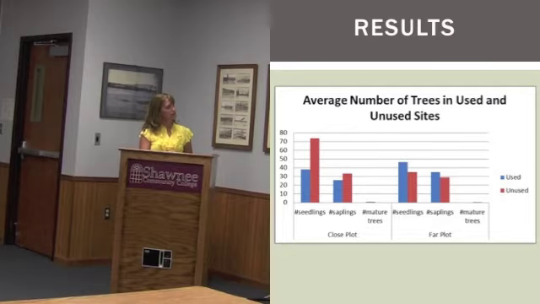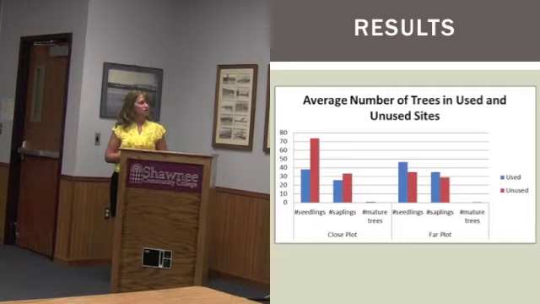And then this is the part that was kind of surprising: the number of seedlings and saplings close to the dam and then far from the dam. Again, we measured 2 times at the bank and 10 meters away. And the number of mature trees was basically non-existent in both the used and the unused sites.